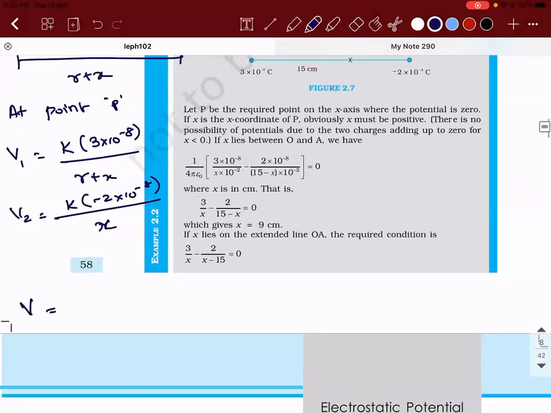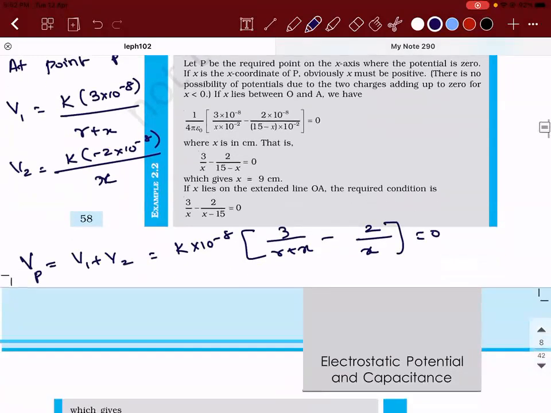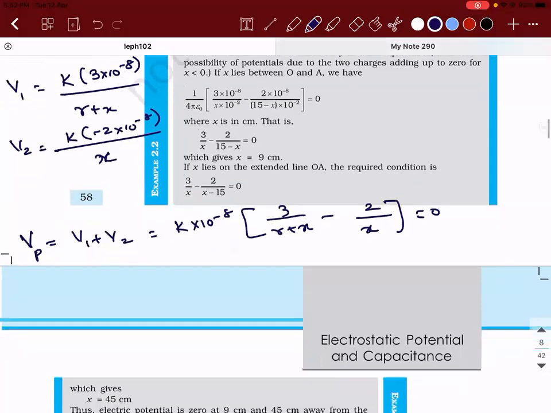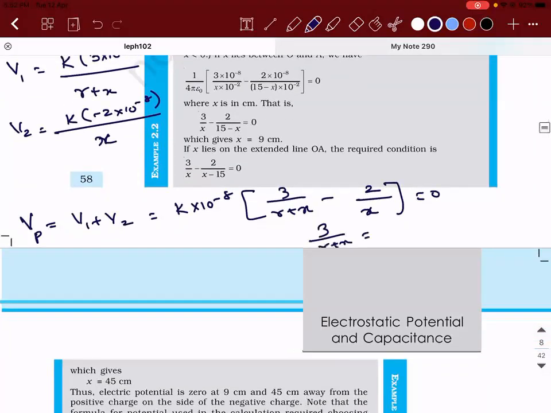So the total potential Vp is equal to V1 plus V2. If I take K into 10 power minus 8 outside, I have 3 divided by r plus x minus 2 divided by x. This will be equal to 0. Why did I put it as 0? Because I am expecting that point P to have 0 potential. Solving this, I get 3 divided by r plus x is equal to 2 divided by x, which implies 3x is equal to 2r plus 2x. So x will be equal to 2r. But what is the value of r, the distance of separation between them? 15. So x will be equal to 30.